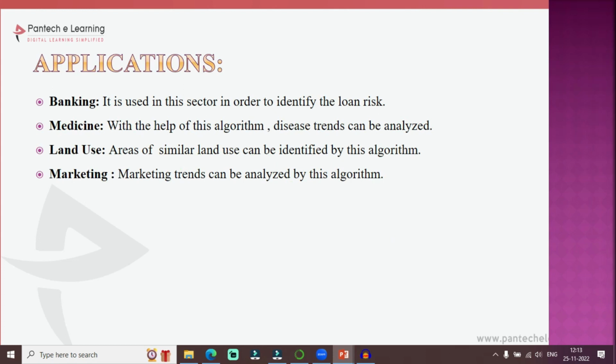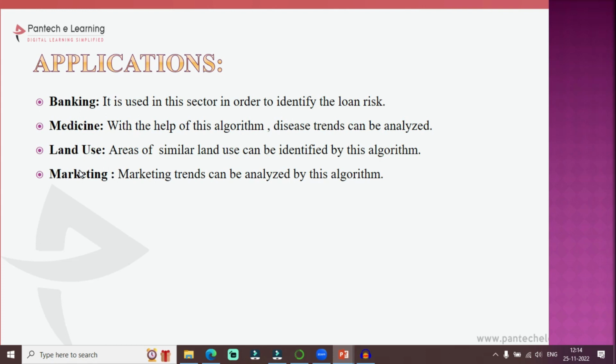So what are all the major applications of this random forest algorithm? Firstly, I just gave you a brief introduction to the random forest algorithm. Next, I am going to discuss with you the different applications of this random forest algorithm. It is used in the banking sector. It is used in the medical industry. If I want to analyze some trends, based on the type of problem, it can be used in a variety of industries.